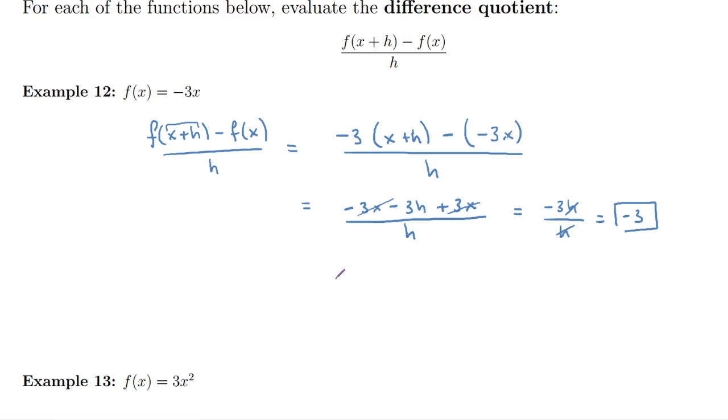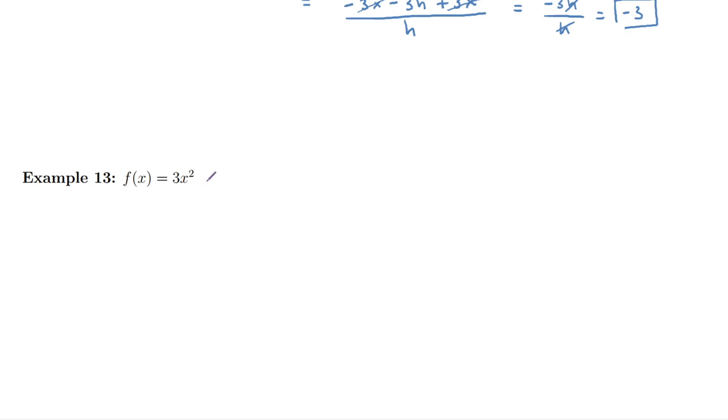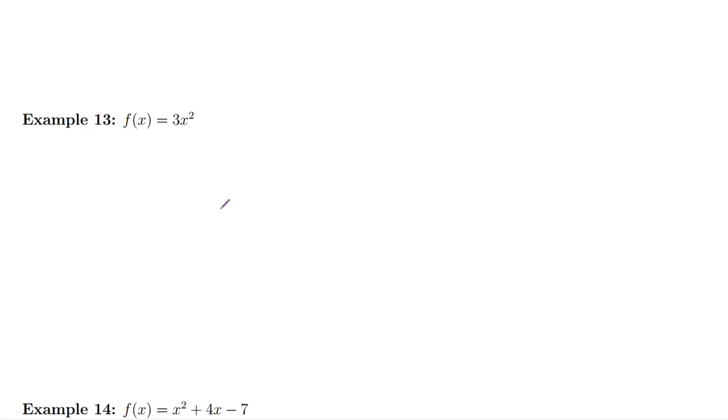What happens if we look at some more complicated functions, such as f of x equals 3x squared? It starts out exactly the same. You're going to still compute the difference quotient expression: f of x plus h minus f of x divided by h. Now my function is 3 times x squared. So if I'm trying to compute f of x plus h, instead of 3x squared, I'm going to have 3 times x plus h, squared.